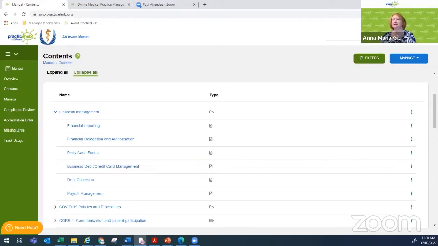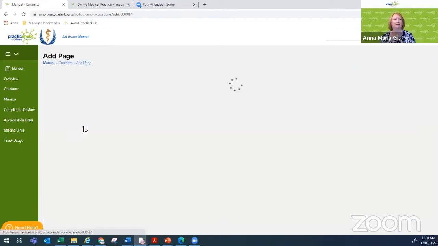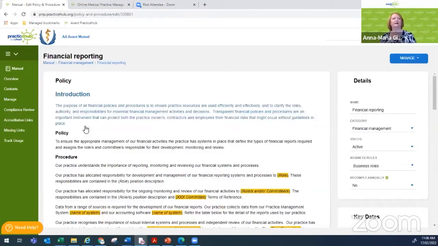All right, so really, let's start with the financial reporting one. And you can see in the introduction here, we talk about the purpose of these policies and procedures. And really, it's ensuring that the practice resources are used efficiently and effectively, to clarify the roles, authority and responsibilities for these activities, and to make sure that they can protect the practice owners, the contractors and employees from financial risks as well.